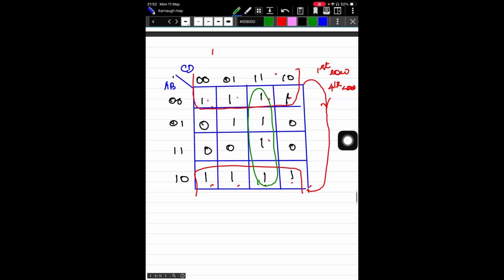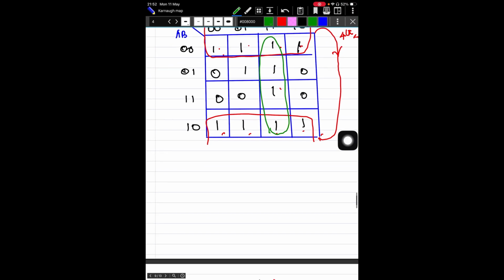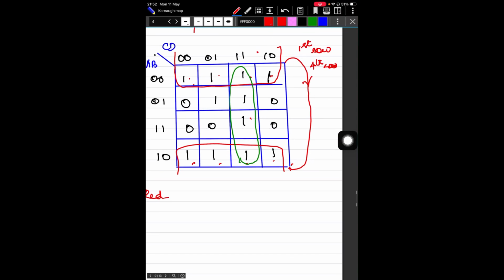So I have 2 groups, a red group and a green group. What is the name of the red group? In the red group, how many boxes are there? 1, 2, 3, 4, 5, 6, 7, 8. So 8 boxes are there. It is an octet. Depending on the number of boxes, if there are 2 boxes, you call it a pair. If there are 4 boxes, you call it a quad. 8 boxes, you call it an octet.